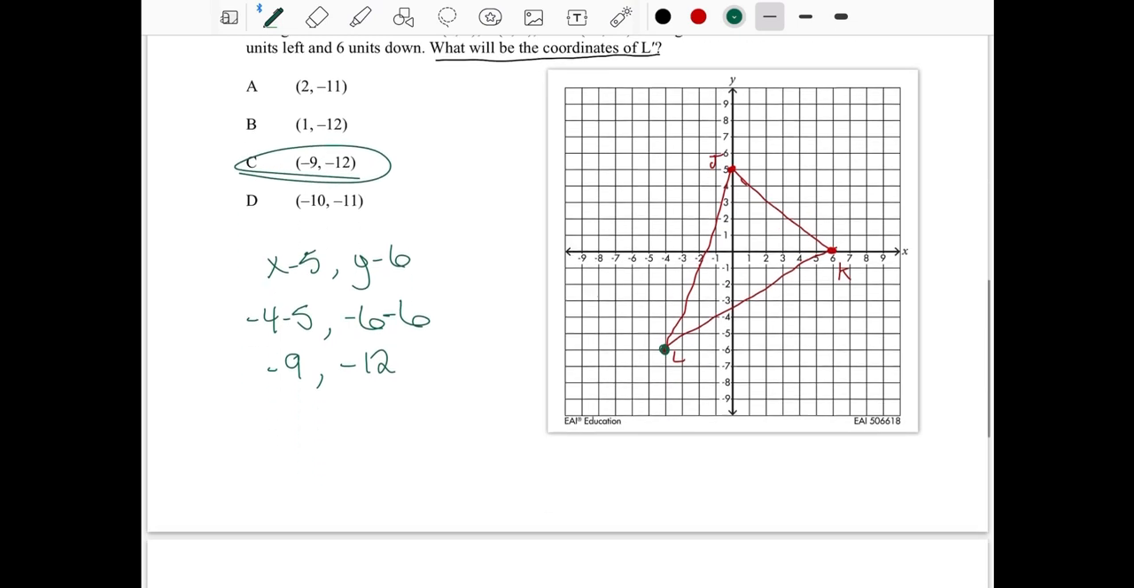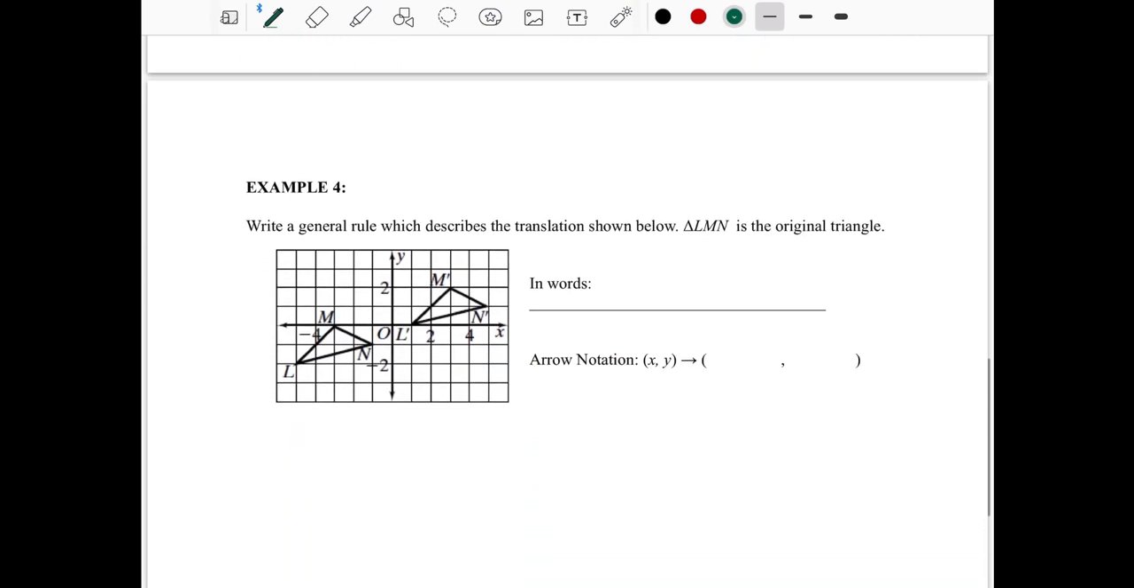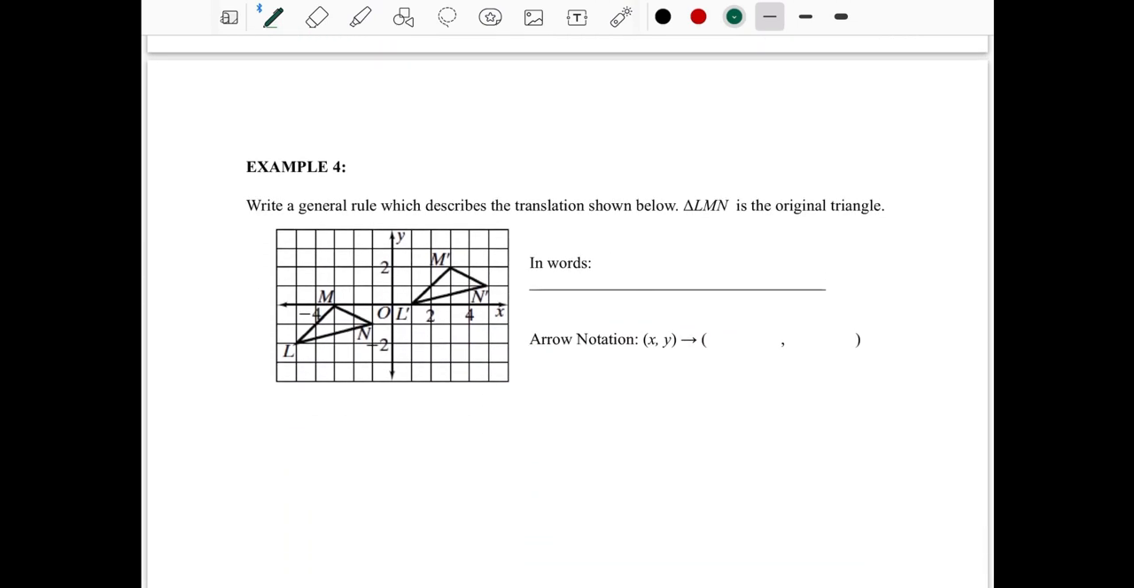Alright, we got one more example. So now let's look at our last example, which is example 4. Now, in the first 3 examples, we had to move it. They told us how to move it. But in this last example, they want us to give them the general rule that describes this translation as shown in the image. Basically what they're saying is they want to know how far they had to move it from one point to the next point.